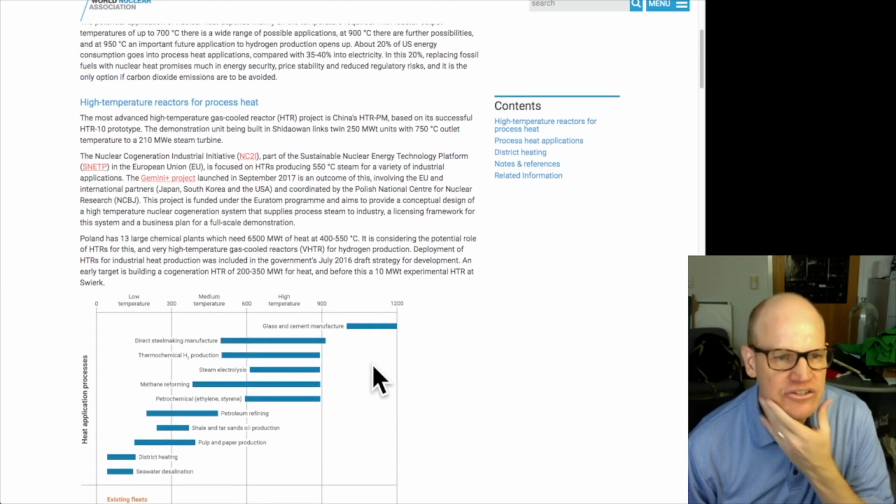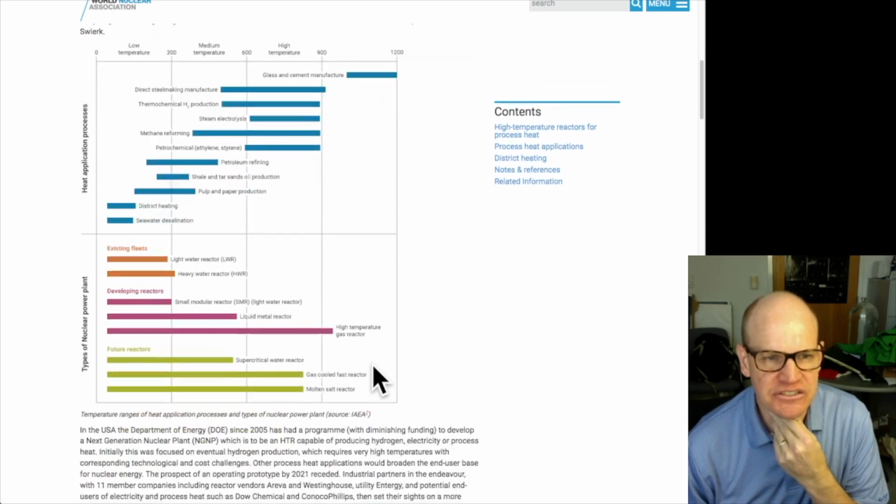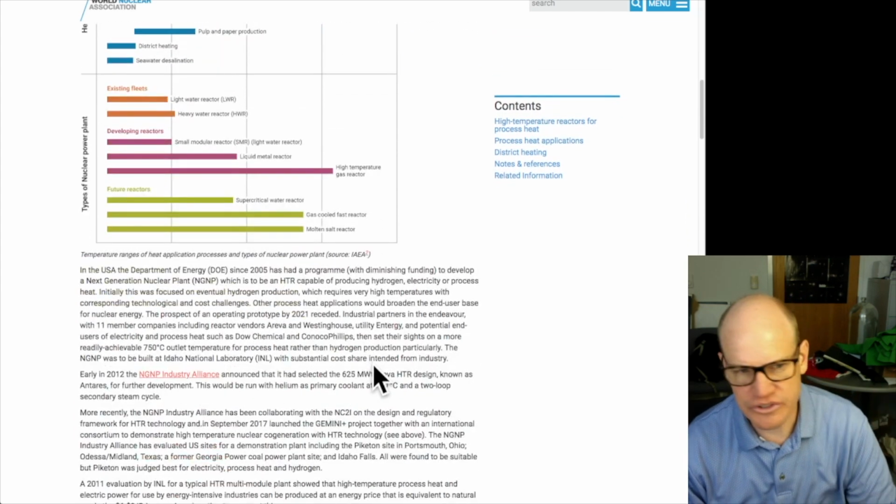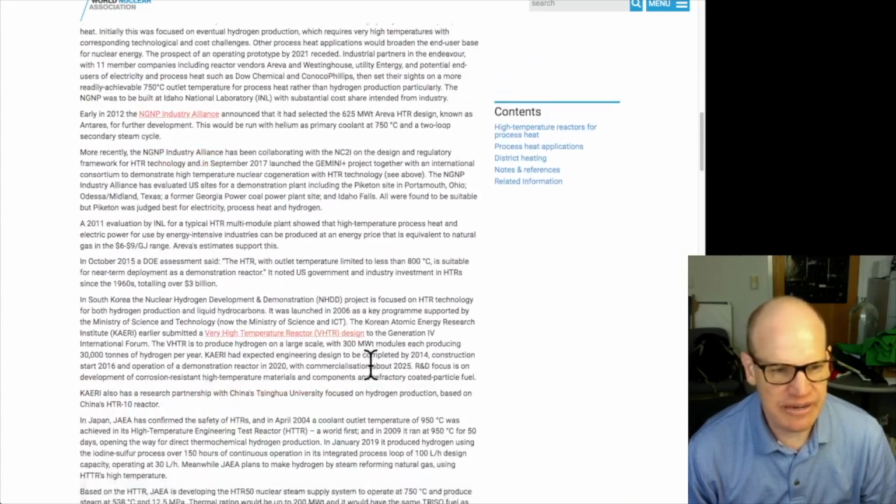All right, now let's take a look at some of the other things that it mentions in this article. So this, again, this is worldnuclear.org, and they go through some of the applications of things.